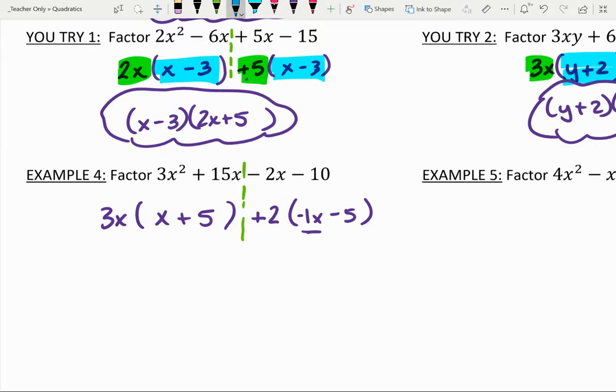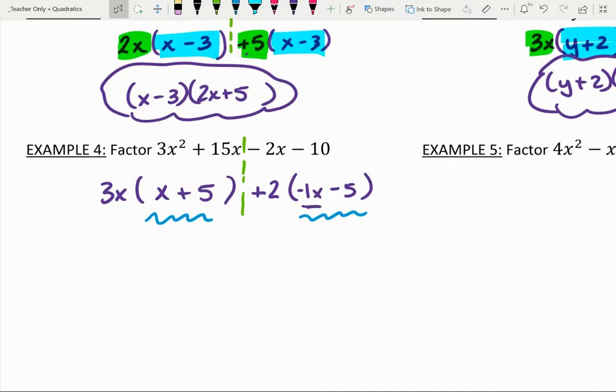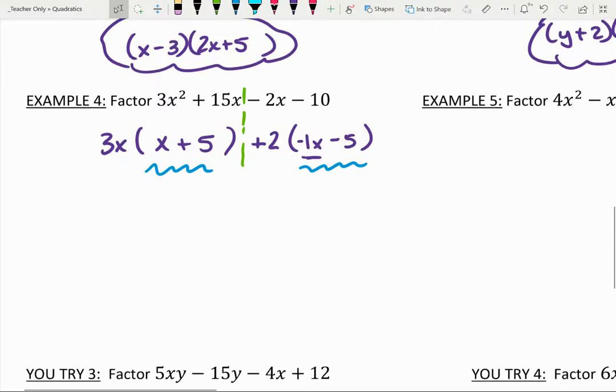But now we have a problem. Our expressions in the parentheses don't match up. Uh-oh. So sometimes it's necessary to not actually take out the true greatest common factor. Since we want those expressions in parentheses to match, sometimes we have to take out the common factor that's going to make the most sense.